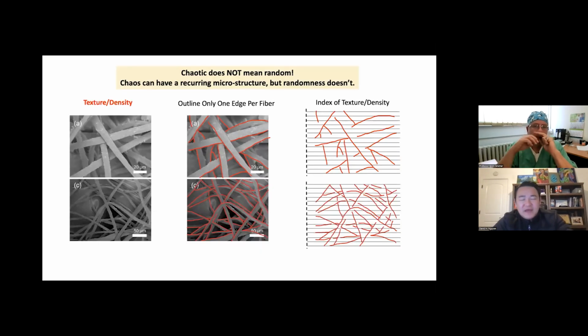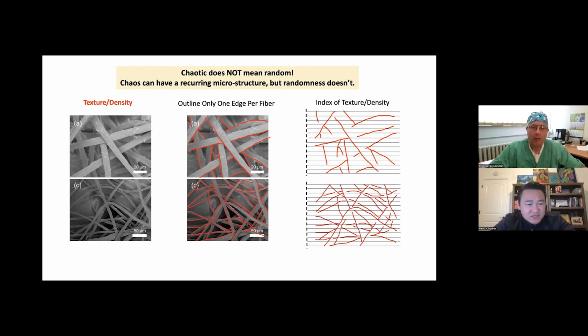I'd like to point out that this approach of measuring an index is quite useful for measuring very chaotic systems, right? And here I presented the example of this micrograph of these fibers, zoomed in. I'd like to point out that there's a difference between chaotic and random, because chaotic systems can have recurring microstructures that we can repeatedly and objectively measure, while randomness doesn't. And this assumption is the difference between finding very interesting things in your data versus relying on somebody else to find it, because you just didn't know where to look.